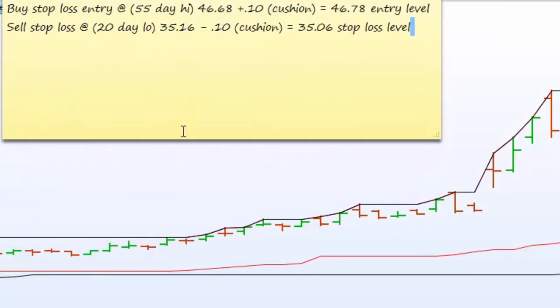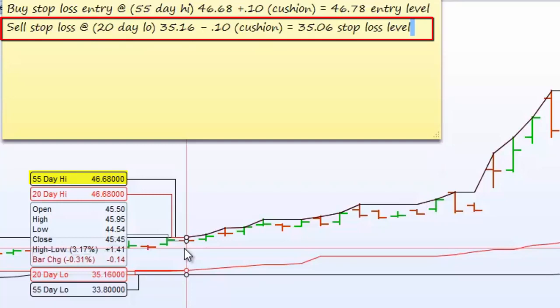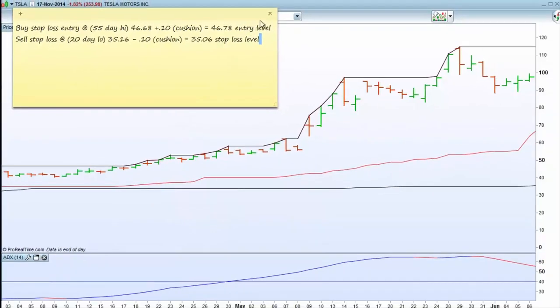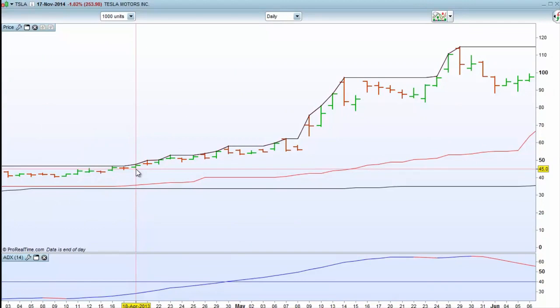Let me move this a little higher. Now you can see the 55-day high below to the left of the cursor. And the sell stop loss is the 20-day low on that day minus the cushion. So now you can see everything there up on the screen. Okay, so let's take this trade on through the life cycle. So the next day, the market breaks out above 46.78, and we're in the trade.